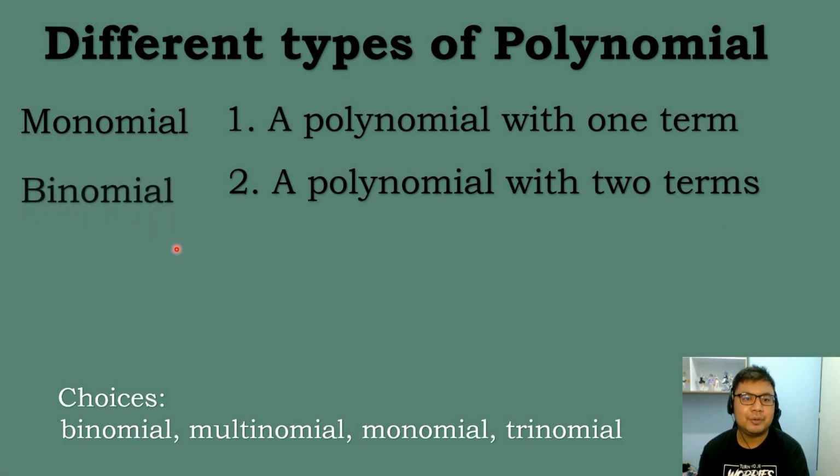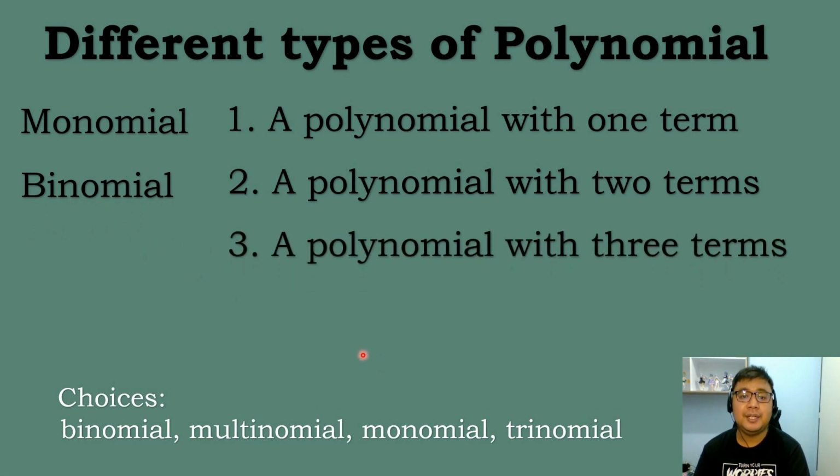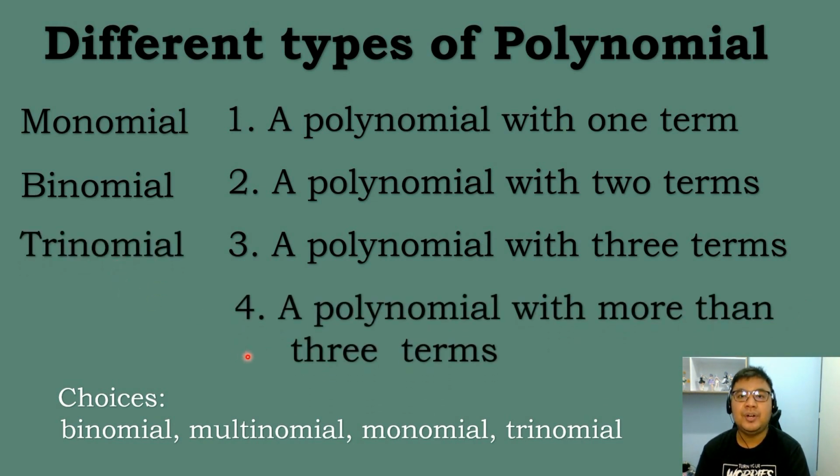Alright, very good. The correct answer is binomial. Number 3. It is a polynomial with three terms. Alright, that is correct. The answer is trinomial. Next, number 4. It is a polynomial with more than three terms. Alright, very good. The correct answer is multinomial.